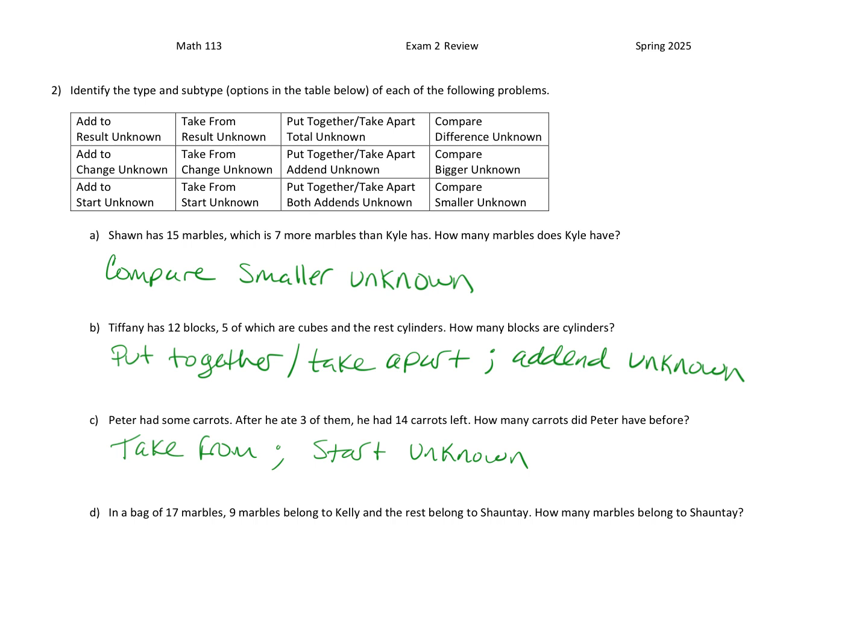So we are putting together or taking apart the marbles owned by Kelly and Shantae. So we know the total. They gave us 17 marbles. There's a total of 17 marbles. So this is not total unknown. So 9 belong to Kelly. So we know one addend and we're looking for the other, Shantae. So this is an addend unknown. Put together, take apart, addend unknown.